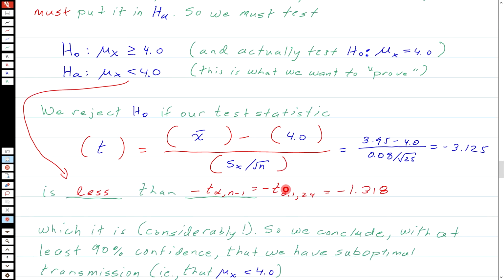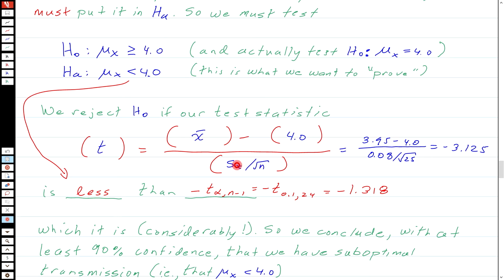Okay, our sentence is we reject H naught if our test statistic, something, equals something minus something over something. The something on the left-hand side is either t or z. We've already said we don't know sigma, so this is going to be t. On the right-hand side, the first something is the estimate of what we're testing. We're doing a test on mu of x, so this is x bar. The second something on the top here is the mean of this thing according to the null, which is 4.0.